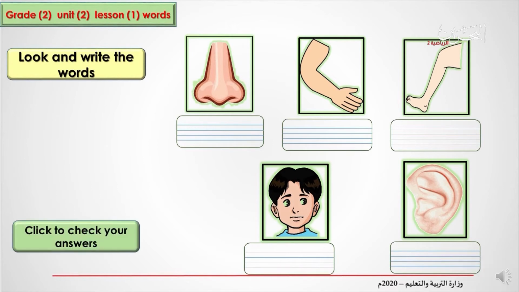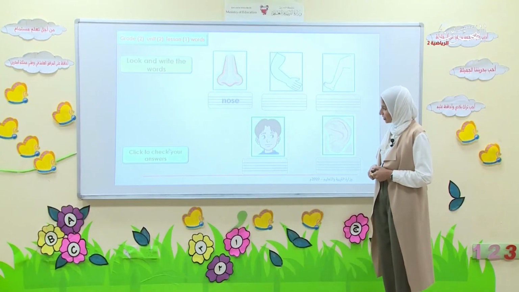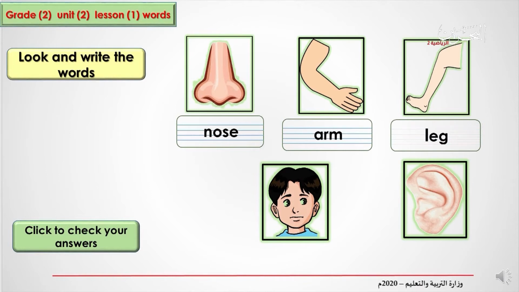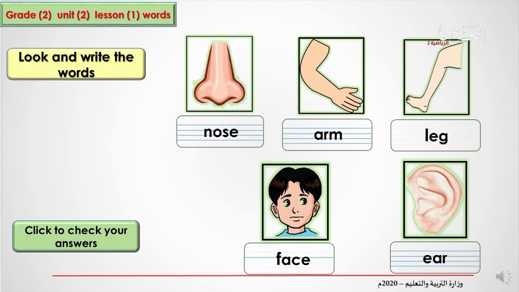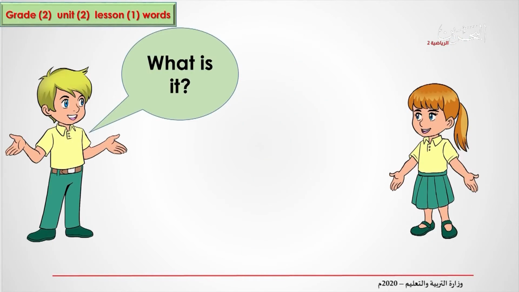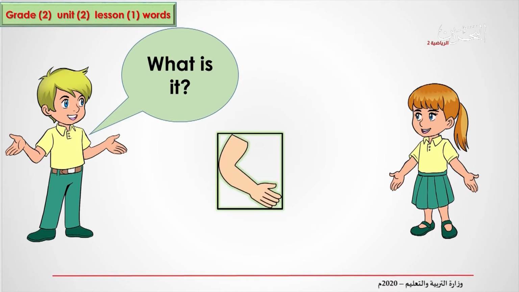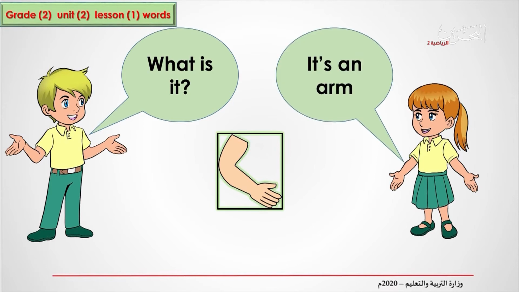Now, let's check your answers. The first one, nose. Arm, yes, good. Leg, excellent. Face, good. Ear, yes, good job. What is it? It's a nose. What is it? It's an arm.